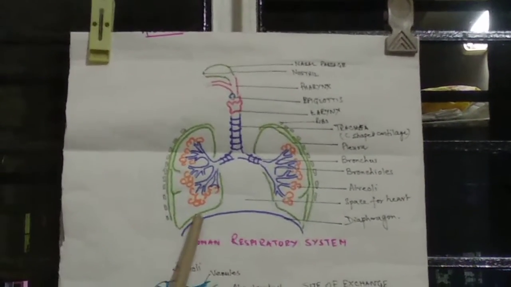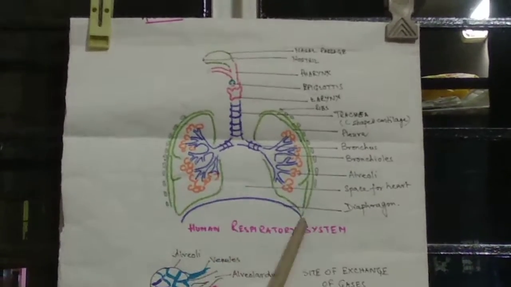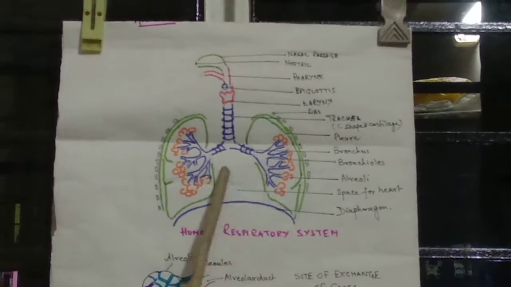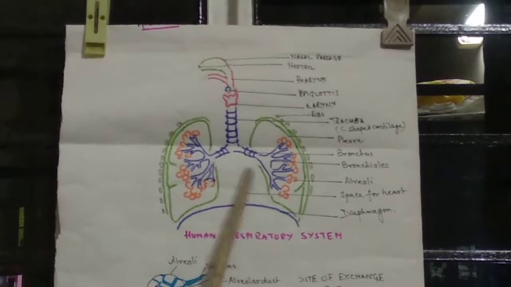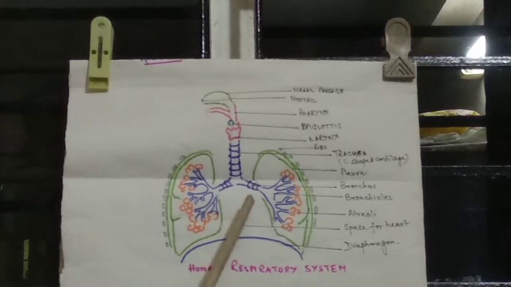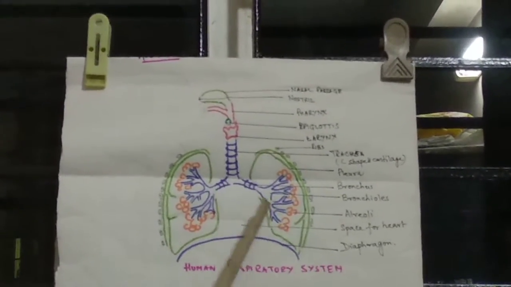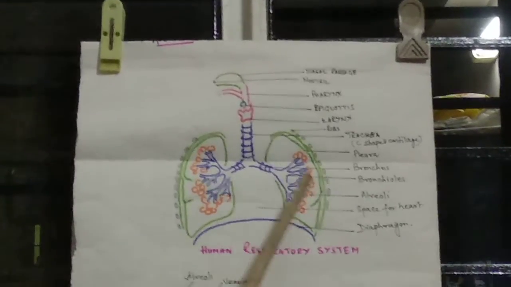And this region is called the diaphragm, which helps in inhalation and exhalation. The region between the lungs is the region for the heart. Since the heart is slightly tilted towards the left, the left lung is comparatively smaller than the right lung.